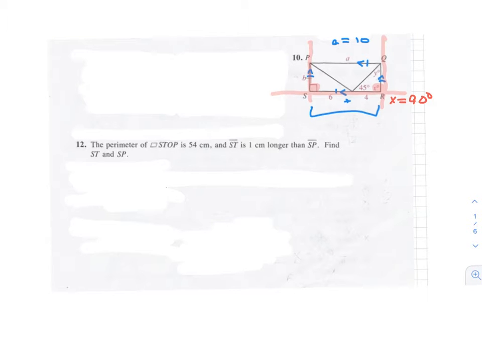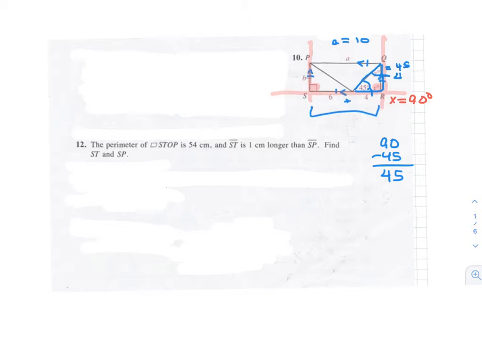Now, if you notice right here then, we've got a little right triangle down here. So if X equals 90, then I know that the two acute angles of this right triangle are complements. So if I do 90 minus 45 to get the measure of Y, Y equals 45. Now if you notice, because I have two base angles here that are congruent, this is also an isosceles right triangle, making this leg and this leg the same.